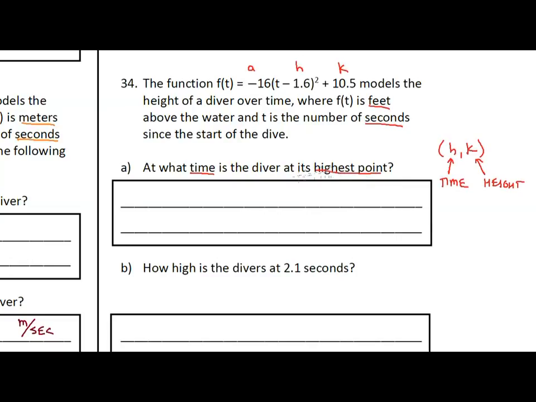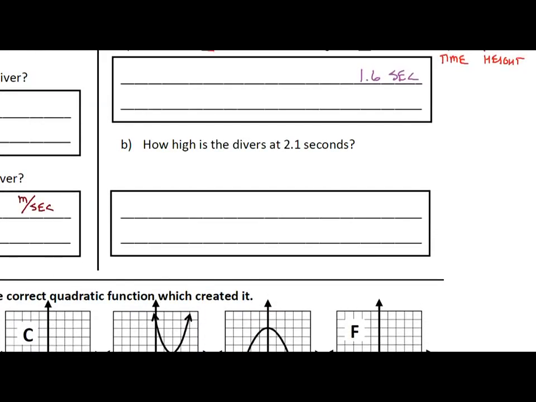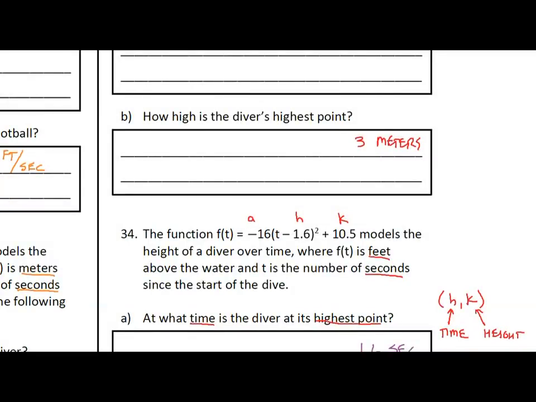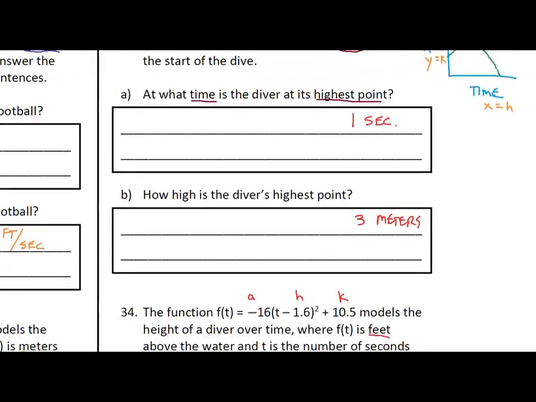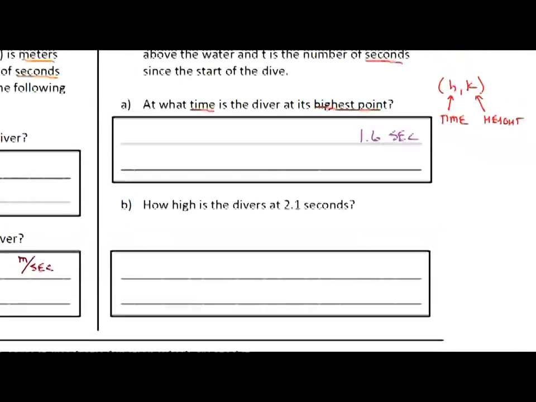But they're not asking me what the highest point or the maximum height reached is. They're asking me for the time they reach the highest point. That's the h value. And because h here is 1.6, this answer is going to be at 1.6 seconds. And then how high is the diver at 2.1 seconds? Now here's a problem. This is different than the last question. Last question, number 33, says how high is the diver's highest point? Here it says how high is the diver at 2.1 seconds.